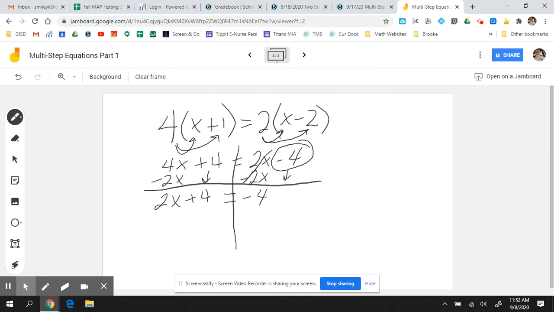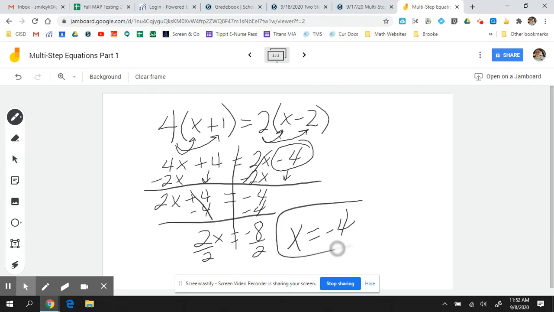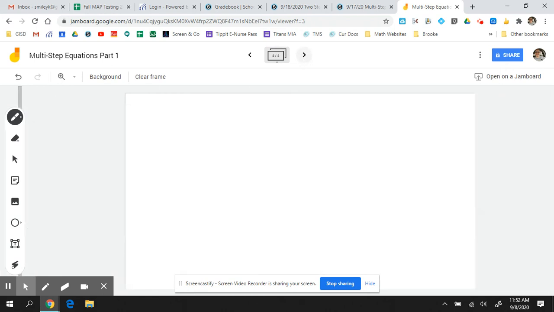All right, so now I'm left with a two-step equation. I have 2x plus 4 on this left-hand side. That is a plus 4. The opposite is to minus 4 to the other side. So I'm left with 2x equals negative 8. Negative 4 minus 4 is negative 8. I'm going to divide in order to solve. And my x equals negative 4. All right, we're going to do another one if you're confused. Let me go to the next page.